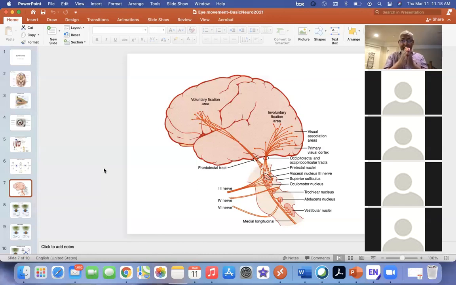Say I am fixing my gaze on something. Now my head moves like this. If my head moves like this, my eyes need to move in the opposite direction to keep my gaze fixated on the object. So how do I know that my head moved? That is the function of the vestibular system. When our head moves, the fluid inside the semicircular canal moves as well and generates nerve impulses.